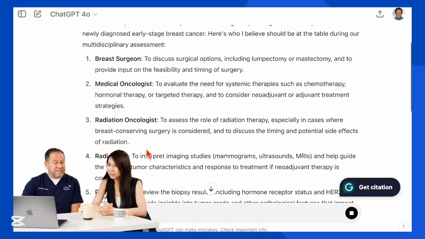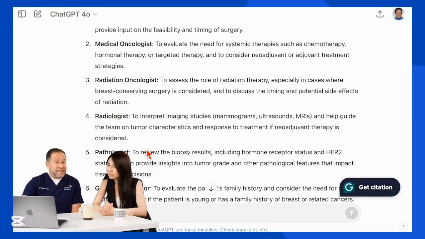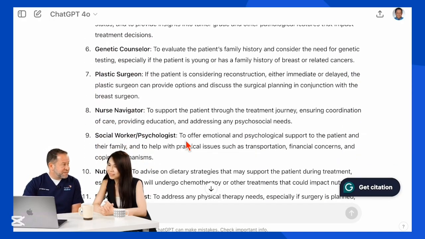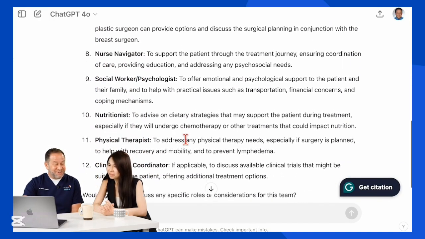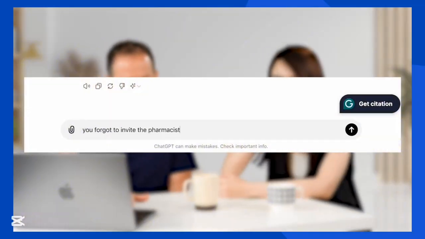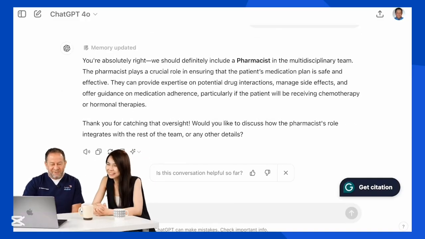And so straight away it says a breast surgeon, an oncologist, a radiation oncologist, the radiologist, that's somebody looking at the scans, pathology, a genetic counselor, plastic surgeons, I like this, nurse navigator, nutrition, physical therapy, and a clinical trials coordinator. A lot of key persons that we should have. They didn't invite you, Evelyn. The pharmacist is not invited. You forgot to invite the pharmacist. Thanks, Dr. Tucker. You're absolutely right. We're inviting the pharmacist. Great.